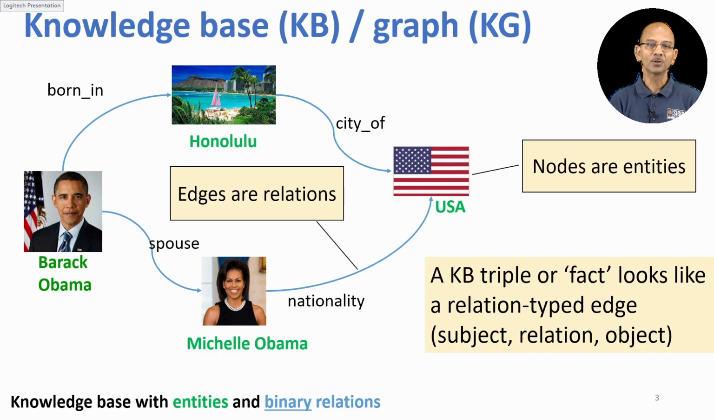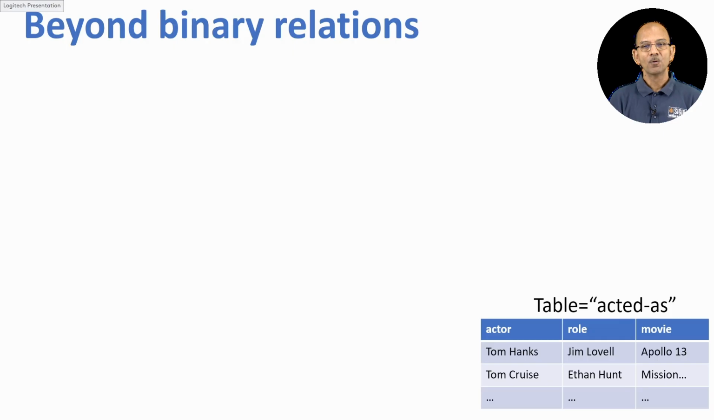So this chart shows a knowledge graph with binary relations, where two entities can participate in a relationship. We can, however, go beyond binary relations, although we won't be dwelling on it in that much detail in this course. For example, we may start with a table that has three columns: an actor, his or her role in a movie, and the name of the movie. For example, Tom Hanks played the role of Jim Lovell in Apollo 13, or Tom Cruise played the part of Ethan Hunt in Mission Impossible.